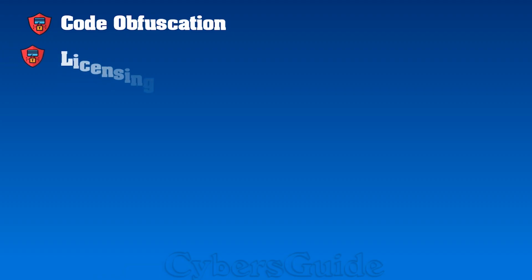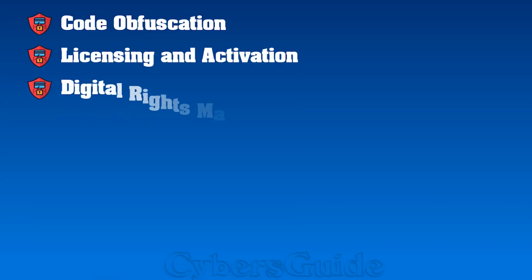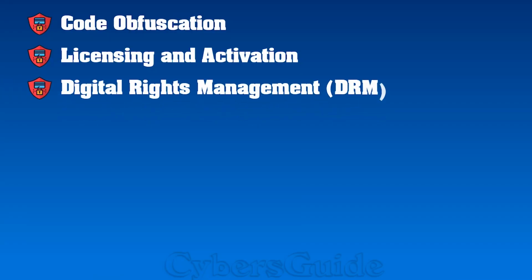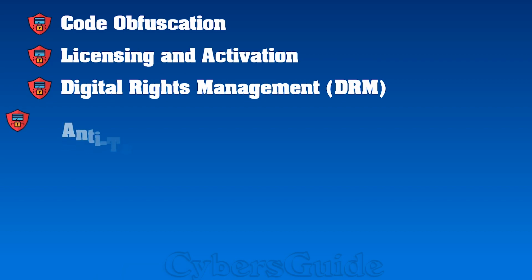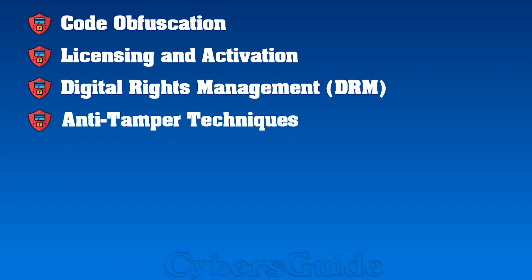Number 2. Licensing and activation. Implement strong licensing mechanisms and activation processes to prevent unauthorized access and usage. Number 3. Digital rights management. Utilize DRM solutions to protect software from unauthorized copying and distribution. Number 4. Anti-tamper techniques. Employ anti-tamper mechanisms to detect and prevent modifications to the software.